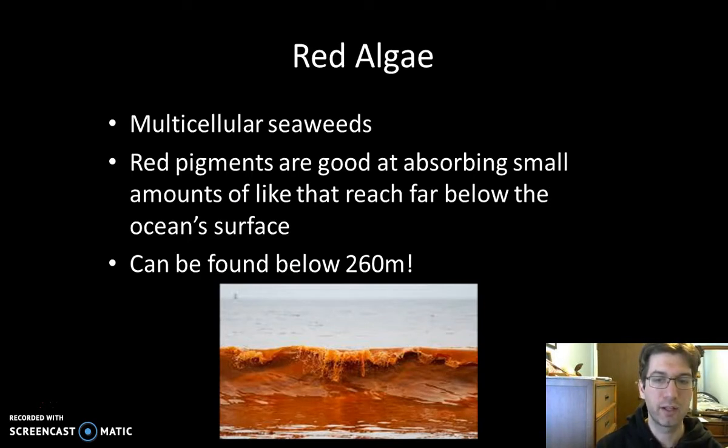Red algae is another type. We see a lot of red algae in the oceans, but they can be multicellular. These are going to be your seaweeds at times, and they do have kind of red pigments that absorb the small amounts of sunlight that are able to break down to the deeper sections of the ocean. Keep in mind it still goes through photosynthesis. It's just adapted to use a wider span of sunlight that reaches it.